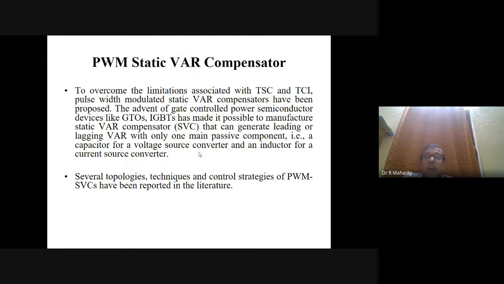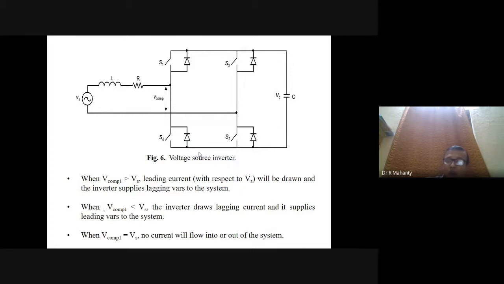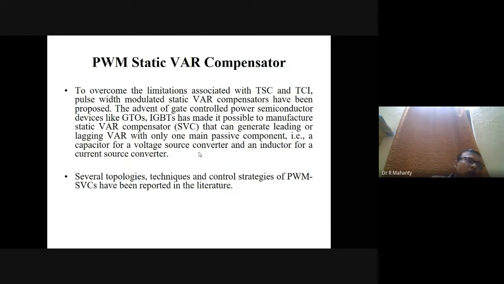the size of the inductor is very bulky. To avoid that, we use a voltage source converter where we require a DC capacitor, and large values of DC capacitors are easily available. Several topologies, techniques, and control strategies of PWM SVCs have been proposed in literature, and those are basically hysteresis band control, error triangulation control, dead beat control, and sliding mode control. So many techniques have been proposed by different persons.